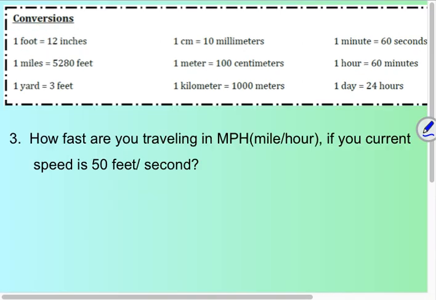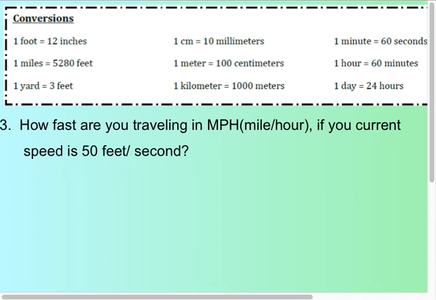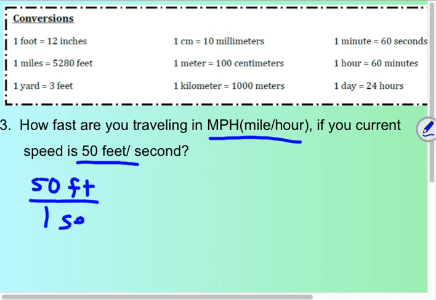How fast are you traveling in miles per hour if your current speed is 50 feet per, well, it'd be 1 second. So we want to get to miles per hour. Right now we're in feet per second. So that's feet, which is distance, and seconds, which is time. So you're working with 2 different things here. 50 feet per 1 second.